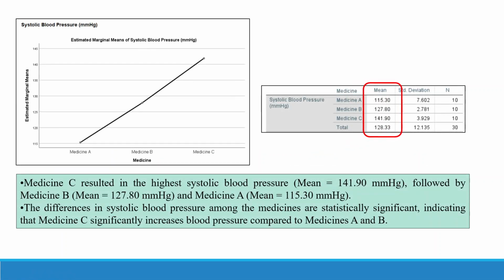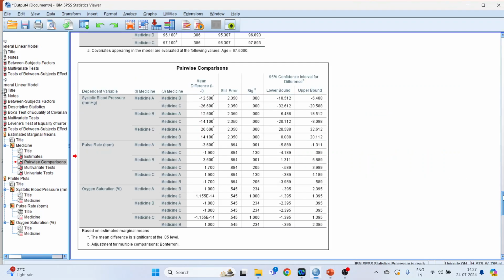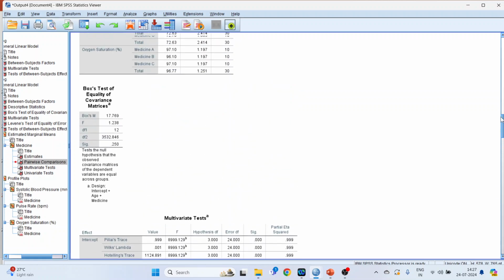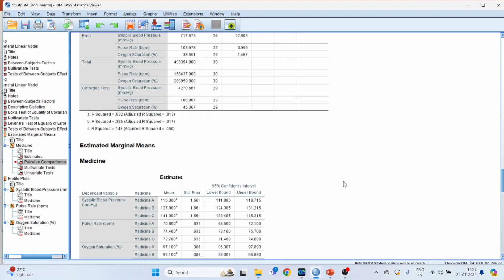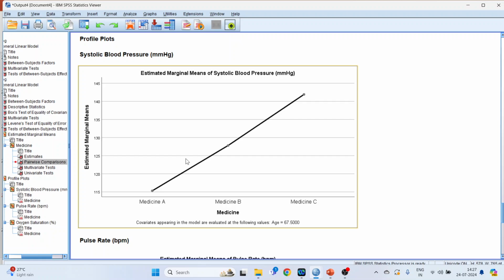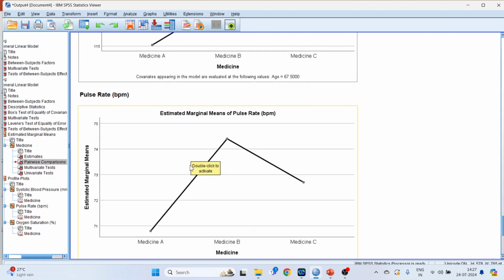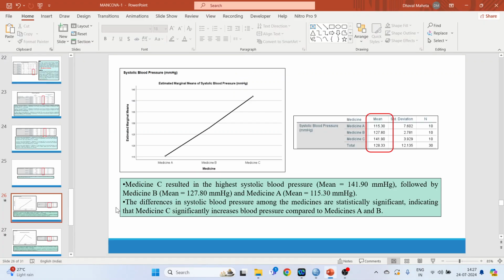Now we can get this plot, the plot of estimated marginal means, and we can get the descriptive statistics. So this table, you can get it from here. It will be generated first. Here it is. And the plot will be generated at the last, at the fag end. So here it is. This is for systolic blood pressure, pulse rate, and oxygen saturation. Let's write the interpretation.